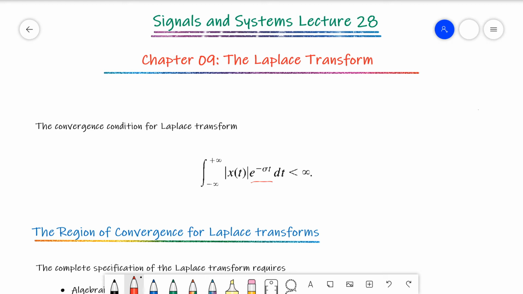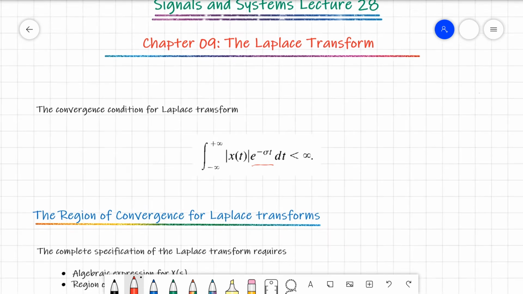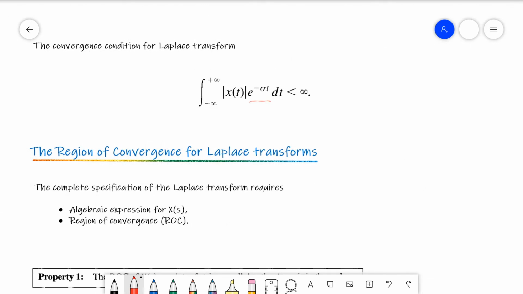So this tells us that the convergence condition for Laplace transform also depends on sigma, which is the real part of S. So from here we defined the concept of region of convergence for Laplace transforms, and we saw that the region of convergence is defined by those values of S, or in this case real of S, for which this integration converges. We have also seen that the Laplace transform expression X of S is not unique. So two or many signals can have the same Laplace transform expression. So to completely characterize the Laplace transform, we require the algebraic expression as well as the region of convergence.